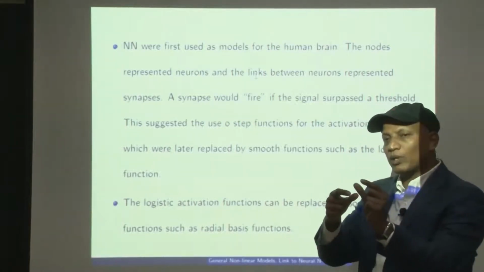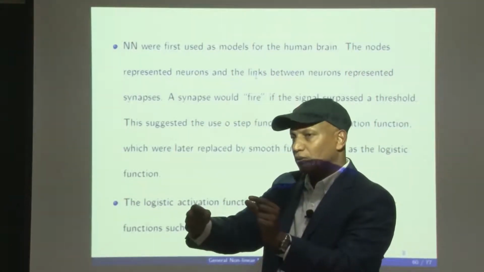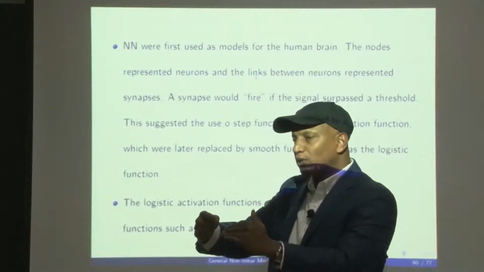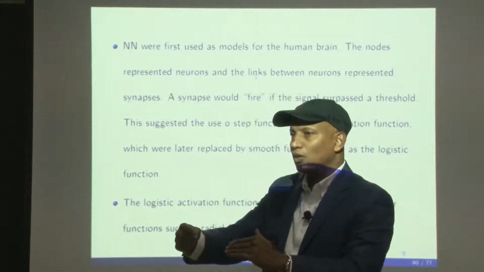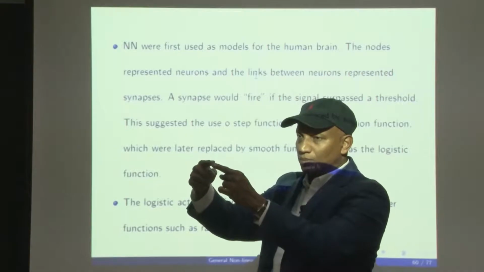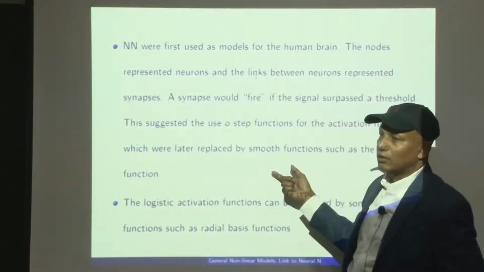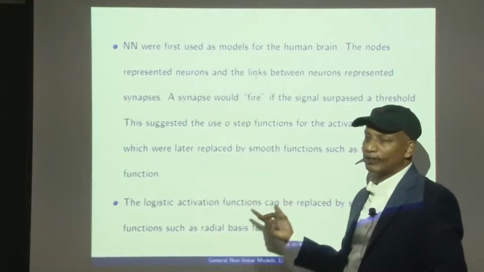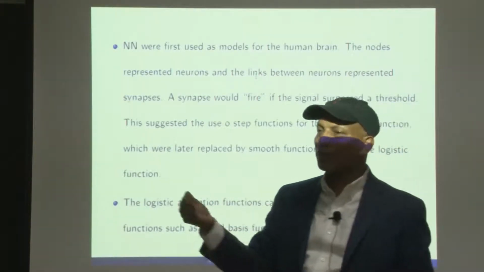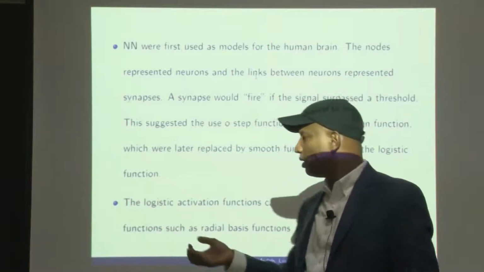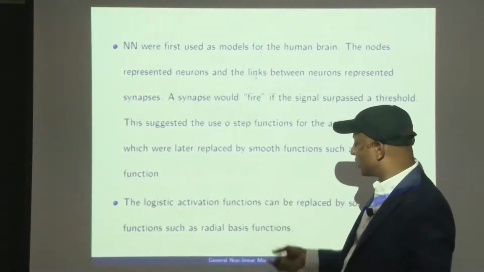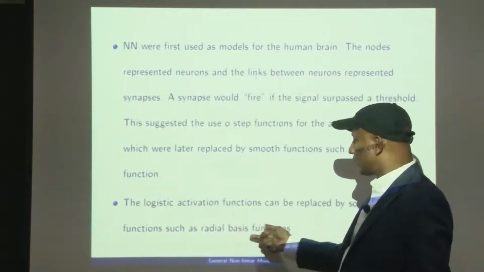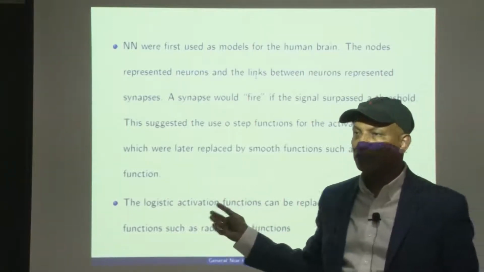At the beginning, the activation function was a step function. If there is a below-threshold signal, it's flat. Once the signal is up, it is up. That was the beginning. But later on, it was changed to the logistic activation function, because logistic has a number of good properties. It can create a smooth function, and you can also use a radial basis function, all sorts of things.